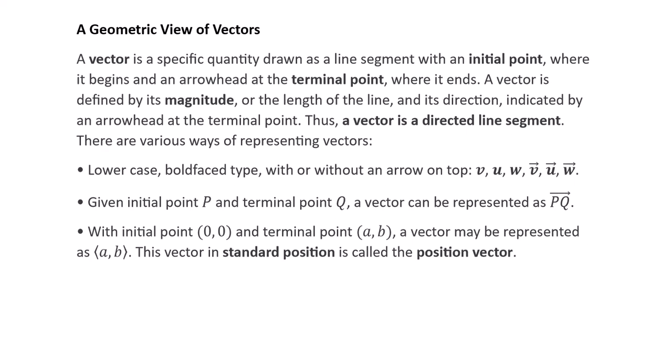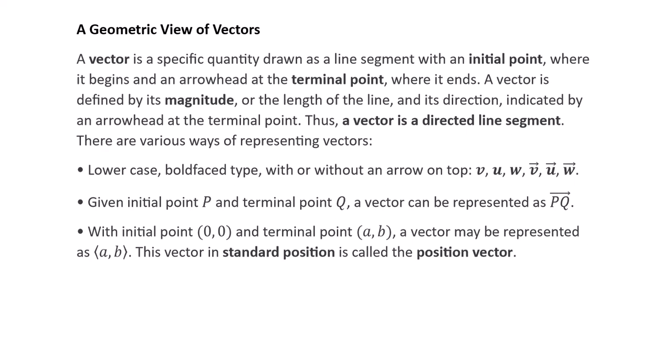A geometric view of vectors. A vector is a specific quantity drawn as a line segment with an initial point where it begins and an arrowhead at the terminal point where it ends. A vector is defined by its magnitude, or the length of the line, and its direction, indicated by an arrowhead at the terminal point. Thus, a vector is a directed line segment.